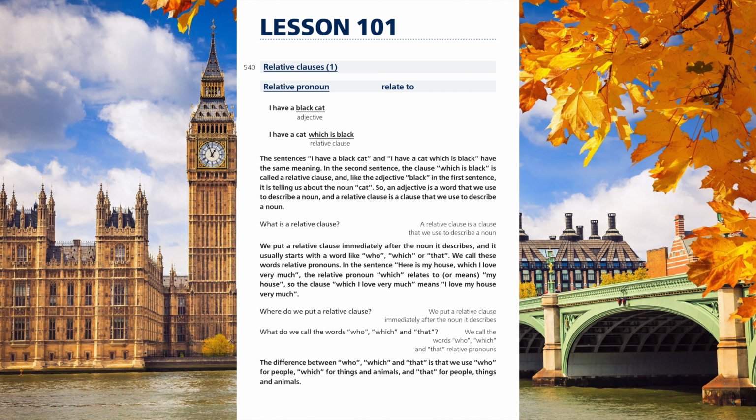A relative clause is a clause that we use to describe a noun. Where do we put a relative clause? We put a relative clause immediately after the noun it describes. What do we call the words who, which, and that? We call the words who, which, and that relative pronouns.